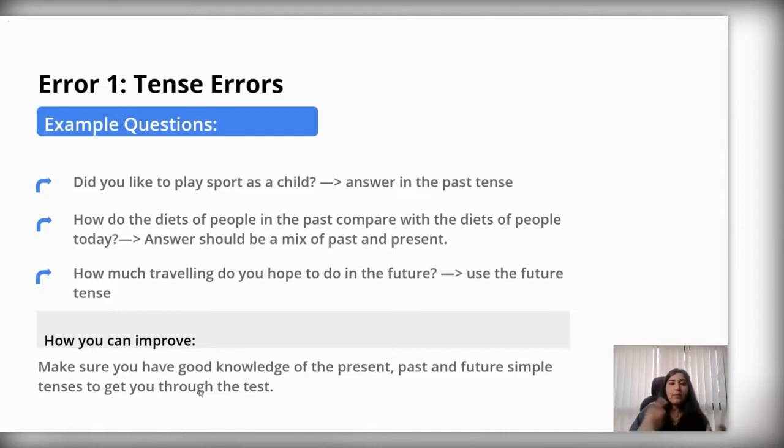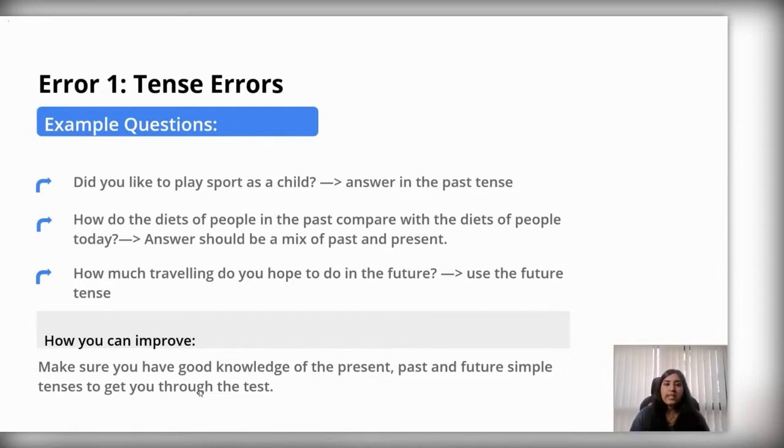Like, again, you can bring in the past, but make sure you answer the question in the future. Now, when I said you can answer in the past, it could be something like, I used to travel a lot as a child, but now I don't, but I hope to travel next year to Europe with my family. You can do something like that, okay? But make sure you answer the question and make sure it's in the correct tense.